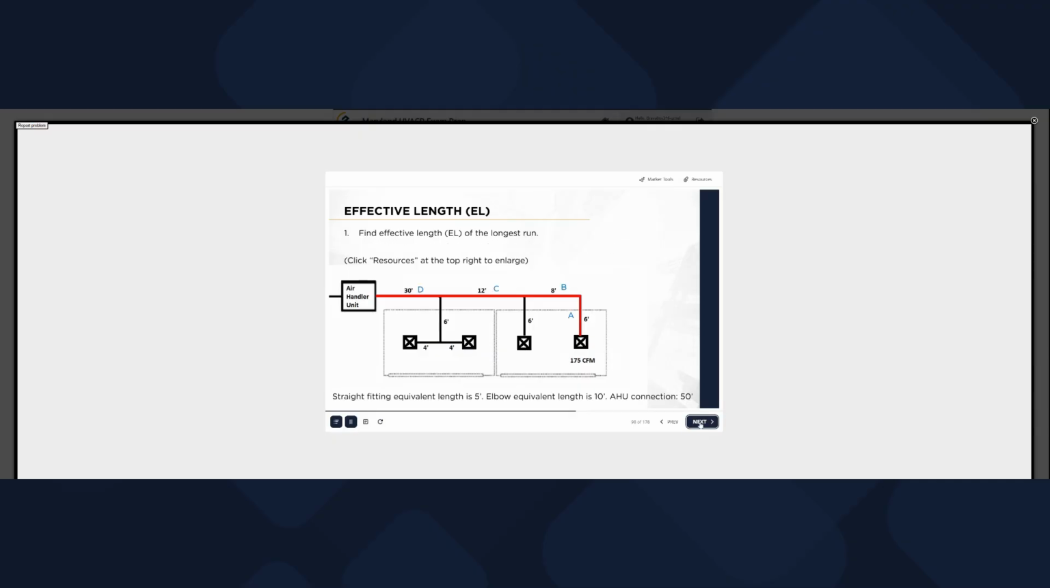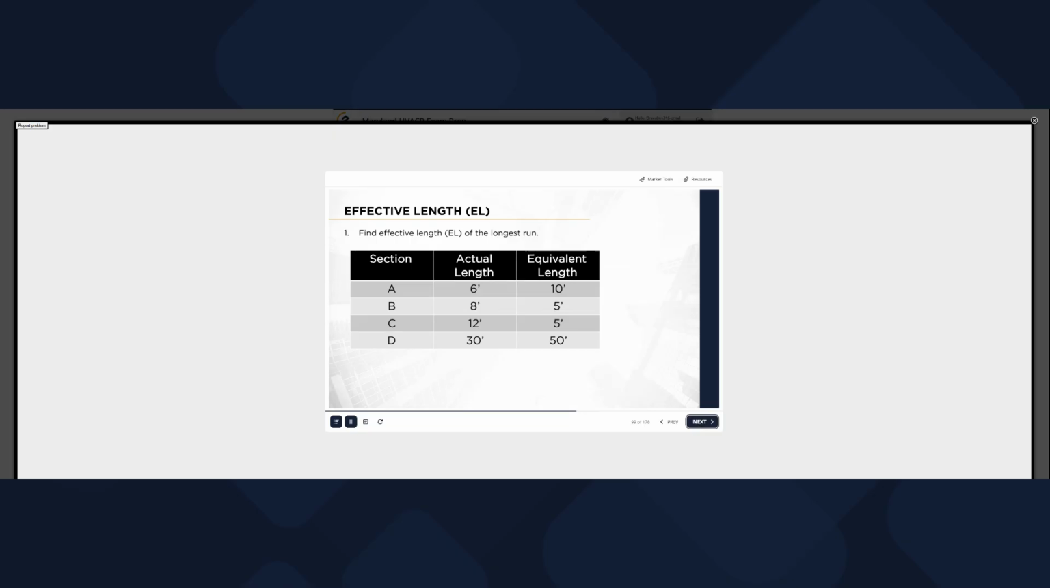First, label the duct sections. Given straight fitting equivalent length is 5 feet, elbow equivalent length is 10 feet, AHU connection 50 feet. Then, solve for each section. Section A equivalent length is 10 feet because it has one elbow equivalent length 10 feet. Section B equivalent length is 5 feet because it has one straight fitting equivalent length 5 feet. Section C equivalent length is 5 feet because it has one straight fitting equivalent length 5 feet. Section D equivalent length is 50 feet because it is given in the question.